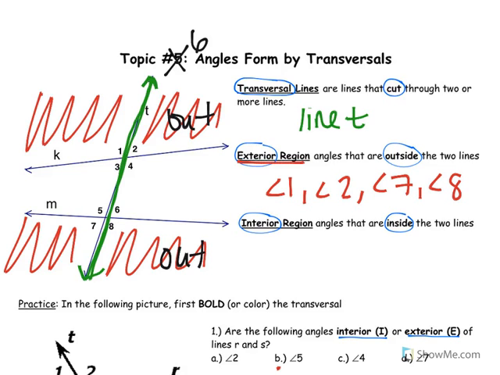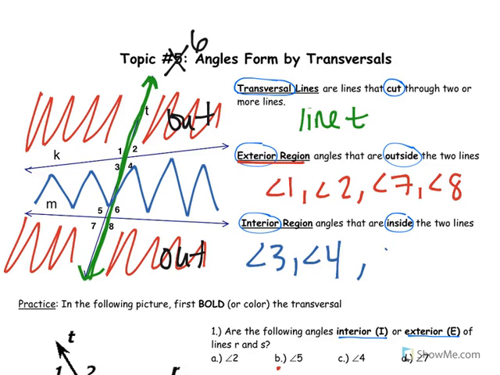On the other hand, we're going to talk about our interior region. The interior region is what is between the 2 lines. So if I were to smush K and M together and push them on top of each other, what angles would disappear? That would be angle 3, angle 4, angle 5, and angle 6.